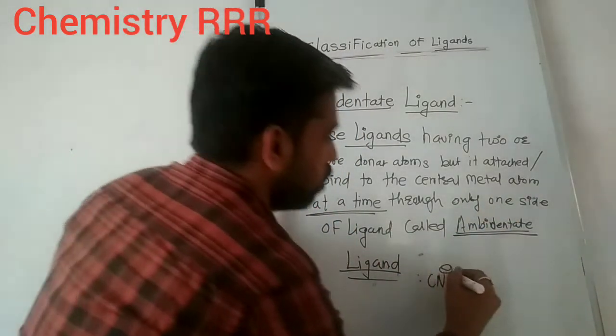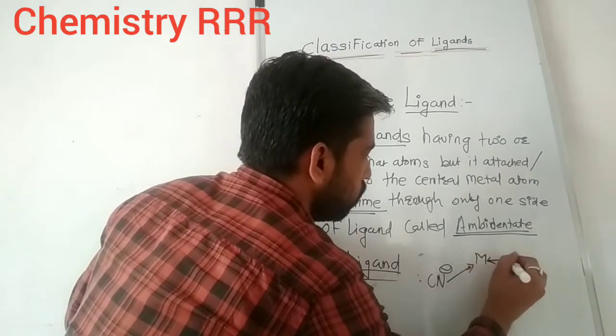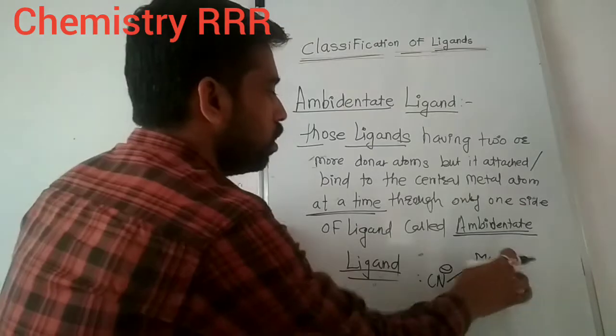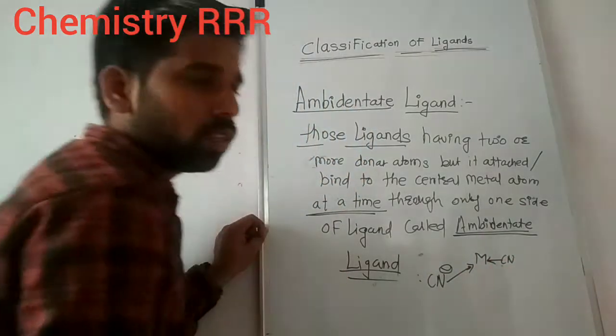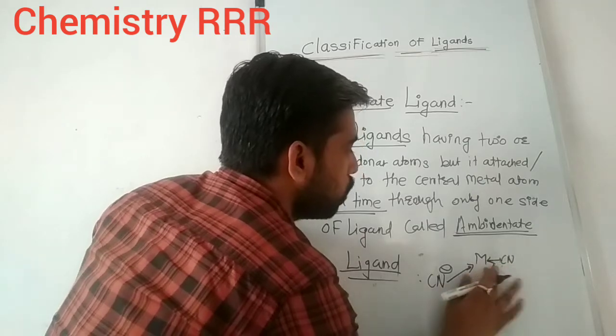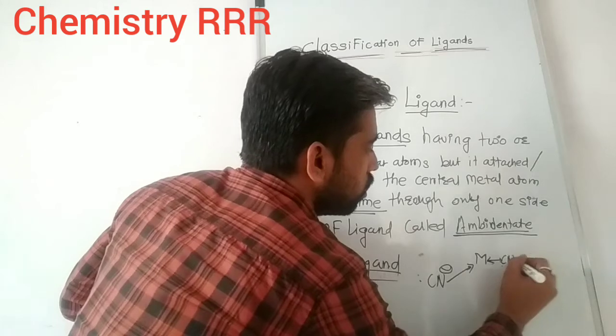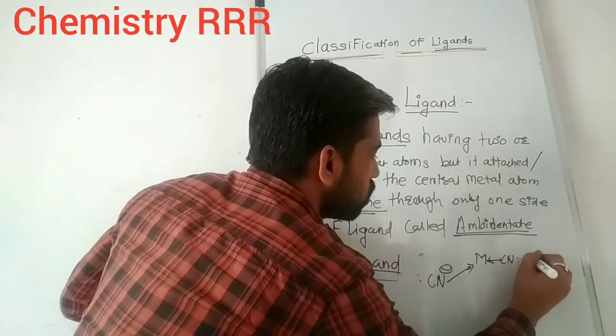This cyanide binds to the metal either from carbon, if it is attached through the carbon, by donating the lone pair of electrons to the metal or forming the coordinate bond with the metal, it is called cyanato.